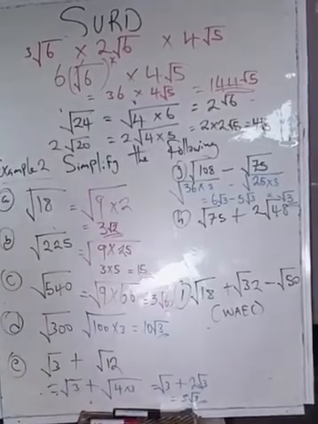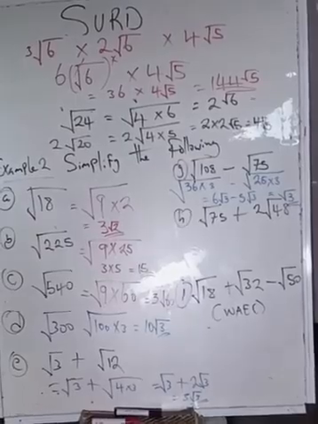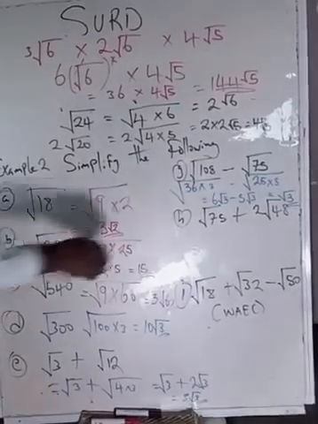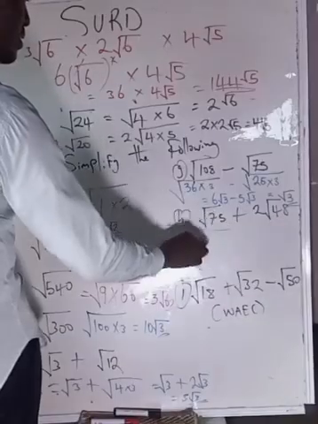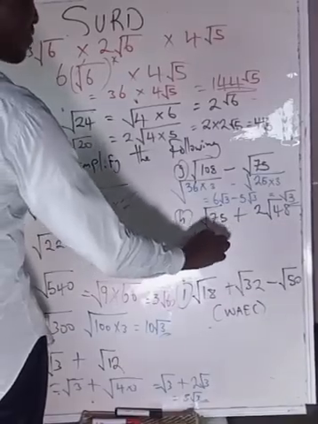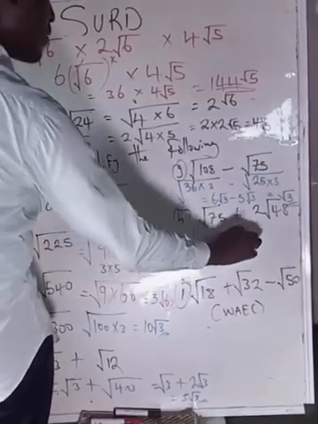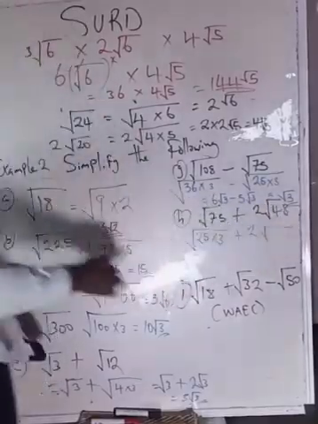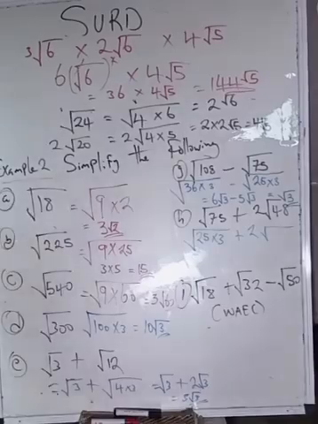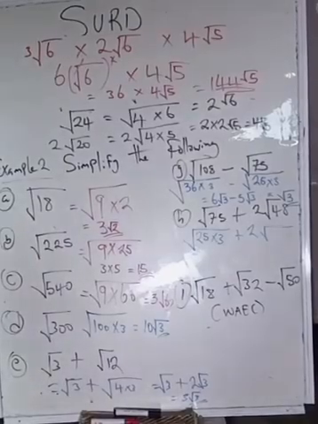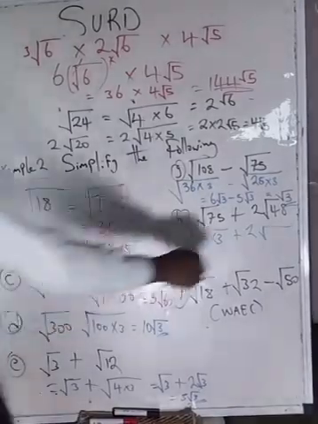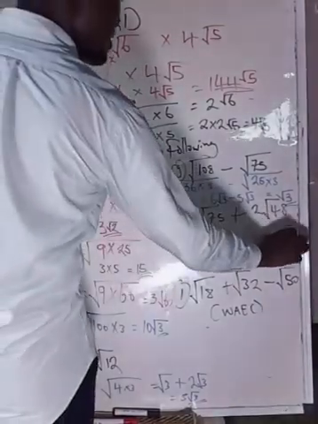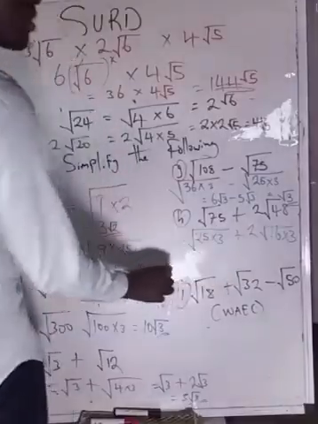The next question, square root of 75 plus 2 root 48. So we are going to simplify that also. 75 can be simplified as 25 times 3 plus 2. 48 can also be simplified. You look at 48, 3 is a good factor of 48, and 3 times 16 will give us 48. So this will be 16 times 3.